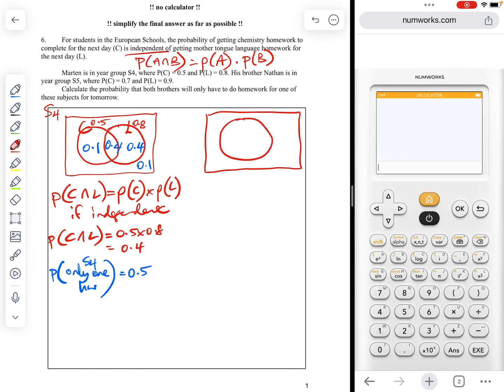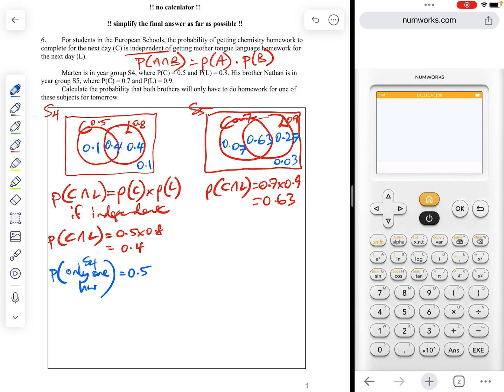Okay, let's repeat that for S5. Same system. Chemistry and language. This is the S5. Our two values are 0.7 and 0.9. In the same way, the intersection is 0.7 times 0.9, 7 times 9 is 63, so 0.63. A subtraction on the left, we're only left with 0.07. On the right, a subtraction, 0.27. When we add up those three, the missing number is 0.03.